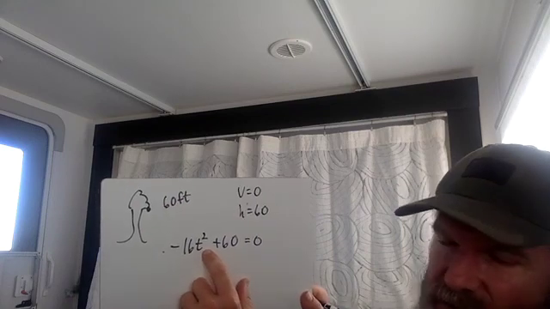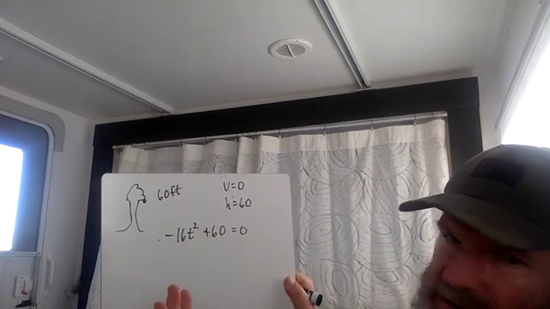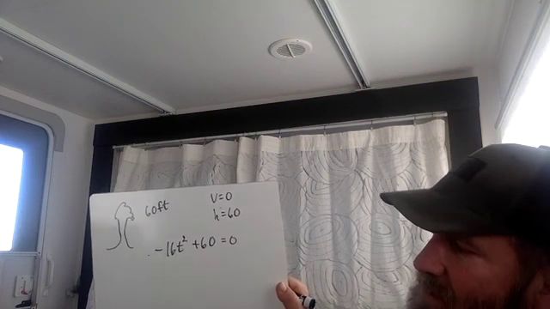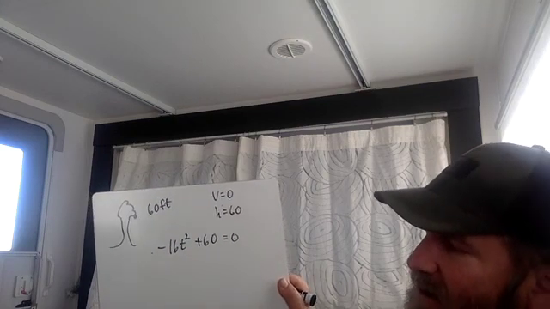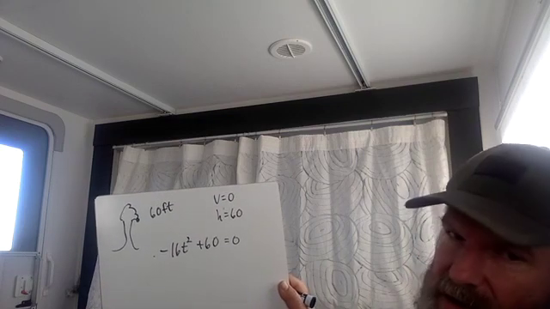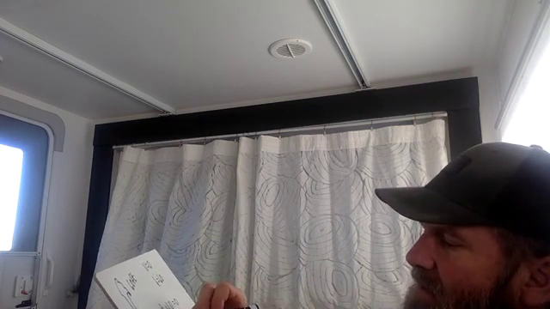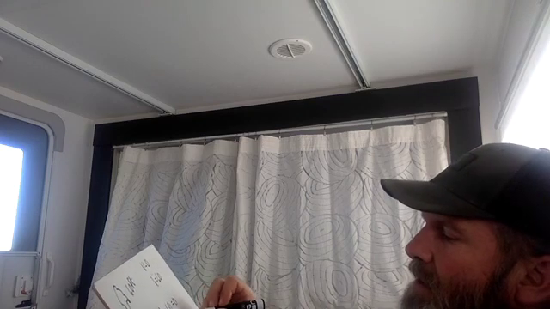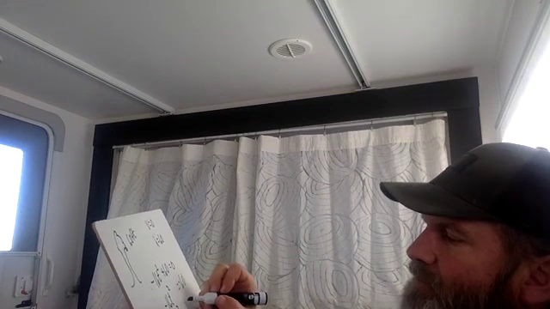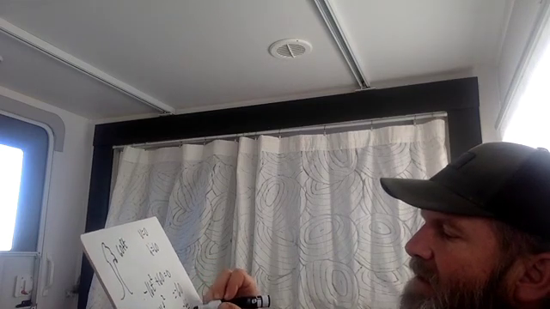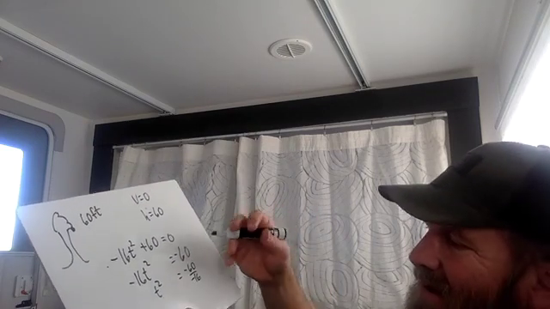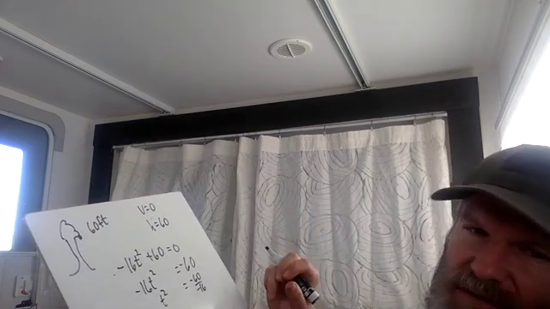So now since we only have 1 t, you don't have to do the quadratic formula. Now you can just solve this like you normally would for x. You could subtract 60 to the other side, divide by negative 16, and that'll be your t squared, and then take the square root of that number. So subtract 60 to the other side, and you get negative 60. Divide by negative 16. Negative 60 divided by negative 16 is going to be a positive number because a negative divided by a negative is positive. It goes in there almost 4 times.